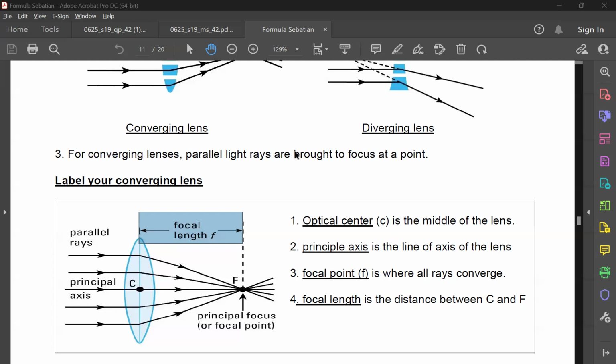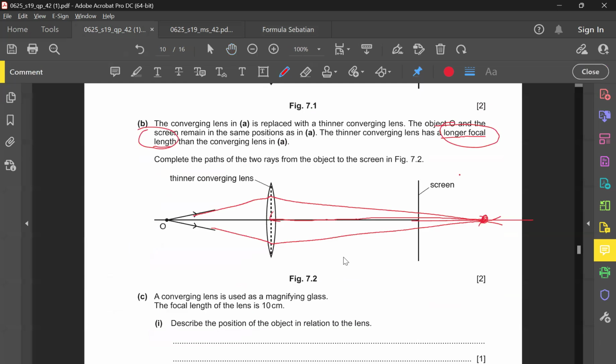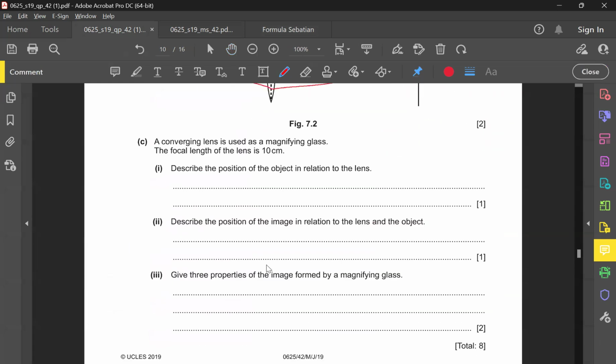Okay, ladies and gentlemen, that's enough physics for the day already. Upright, and virtual. Upright. Right? Upright what? Virtual and... Same size, same size.